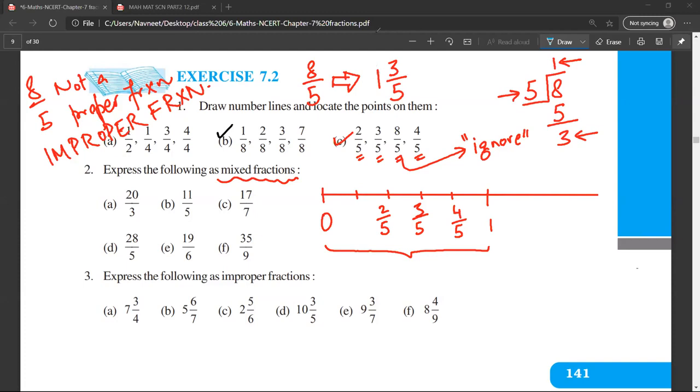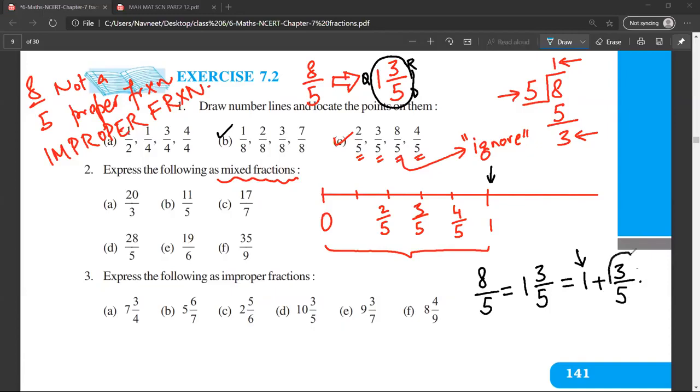So 1 is the quotient, R is the remainder, 5 is the divisor. Any confusion? No, sir. Okay, perfect. So I have 1, 3 by 5. When I have to plot 8 by 5, actually what I need to plot is 1, 3 by 5. And 1, 3 by 5, can I write this as 1 plus 3 by 5? Is there any confusion? No, sir. Awesome. So I have reached 1. All that needs to be done is plot 3 by 5.